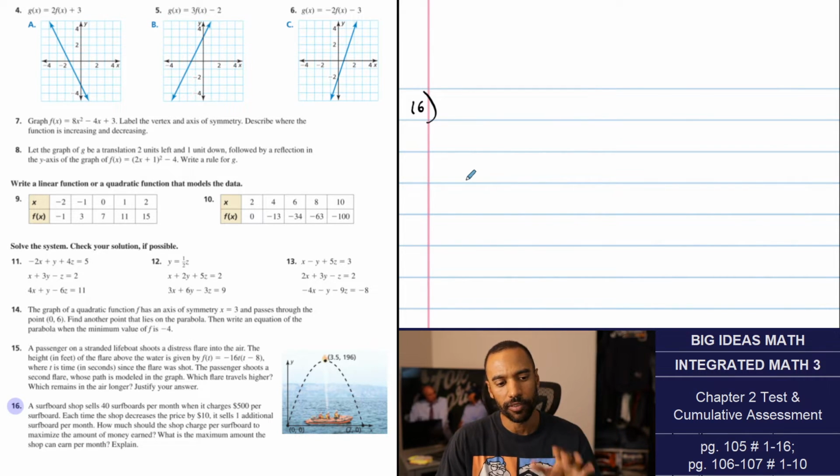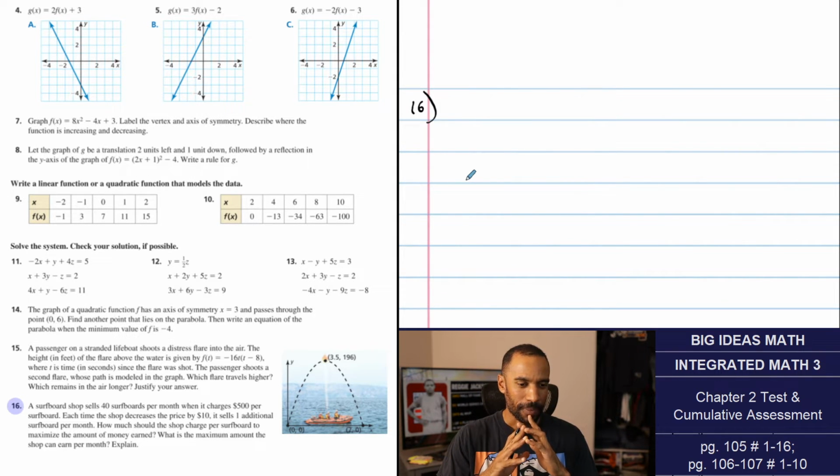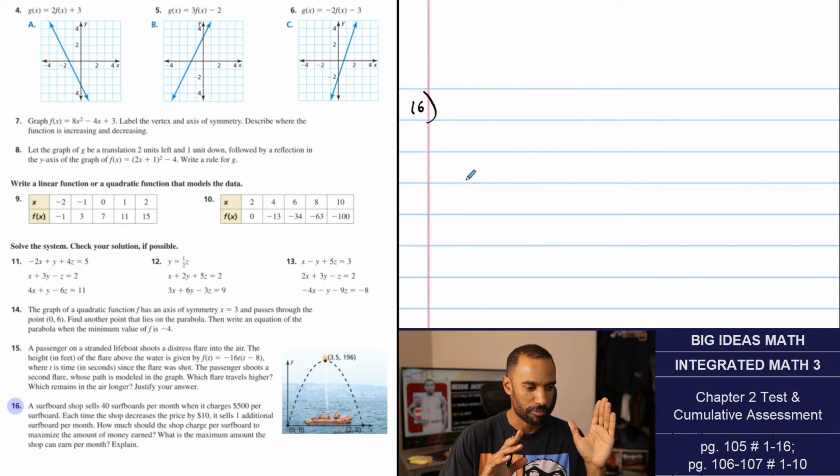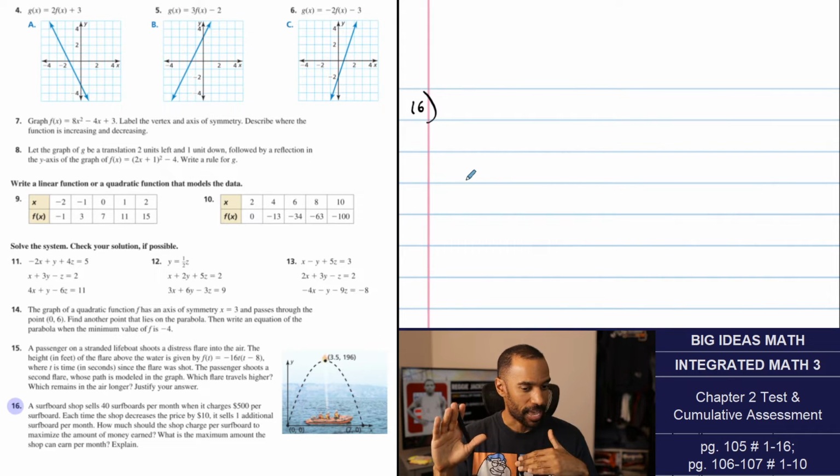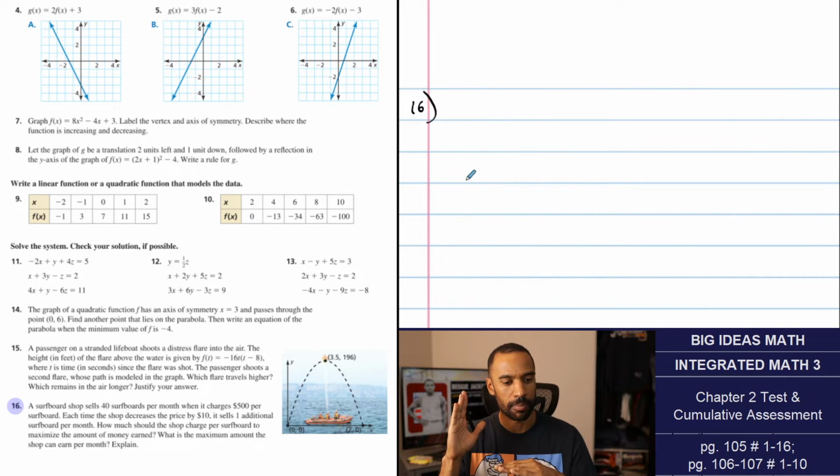All right, this is some sort of quadratic function. Normally they give us a model for this, so I'm going to work this thing out and think about it. A surfboard shop sells 40 surfboards per month when it charges $500 per surfboard. I guess that's a point on your graph you can think about. If that's X and that's Y. Each time the shop, well, we're not doing Y as how much you charge. Y is going to be the amount that you earn or profit.